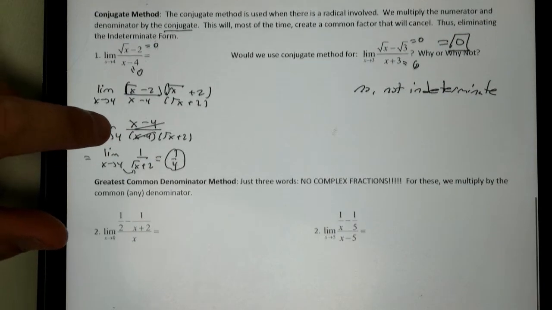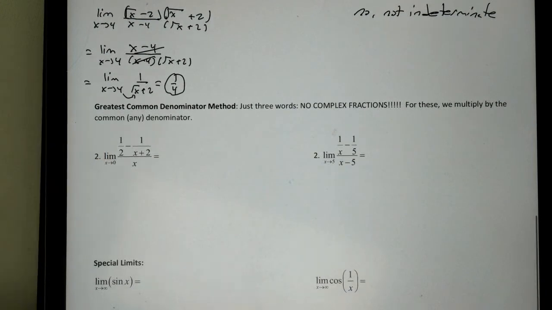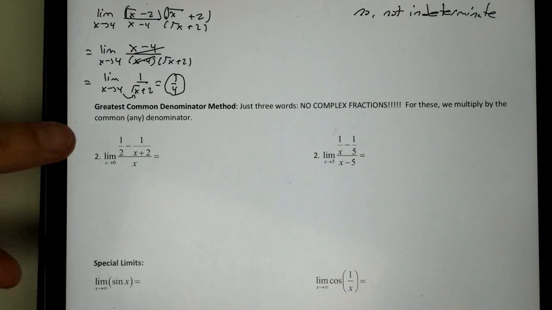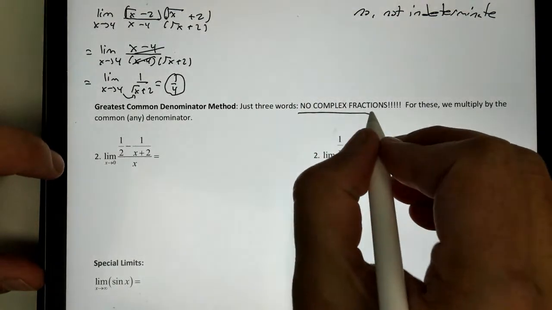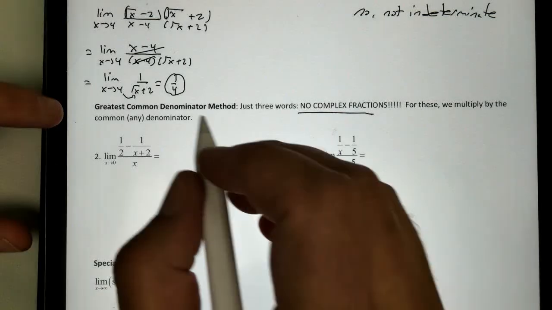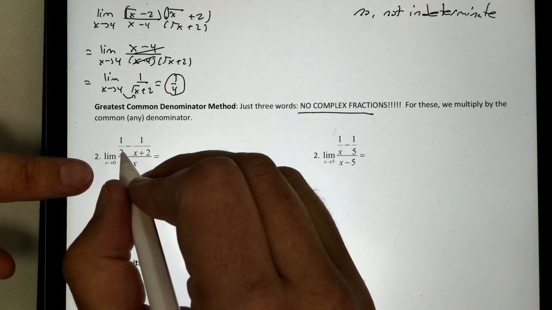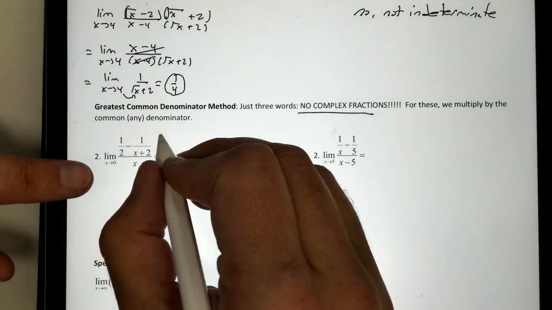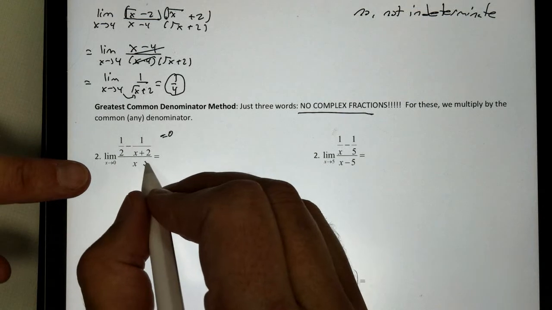And the last technique we're going to take a look at, well, one of the last ones, is the greatest common denominator method. These are your complex fractions. Just 3 words. The AP does not like complex fractions. So we're going to get rid of them by using the greatest common denominator. So if I look here again, if I try to plug in 0, we get 1/2 minus 1/2. So the top again is just 0, and the bottom is 0.